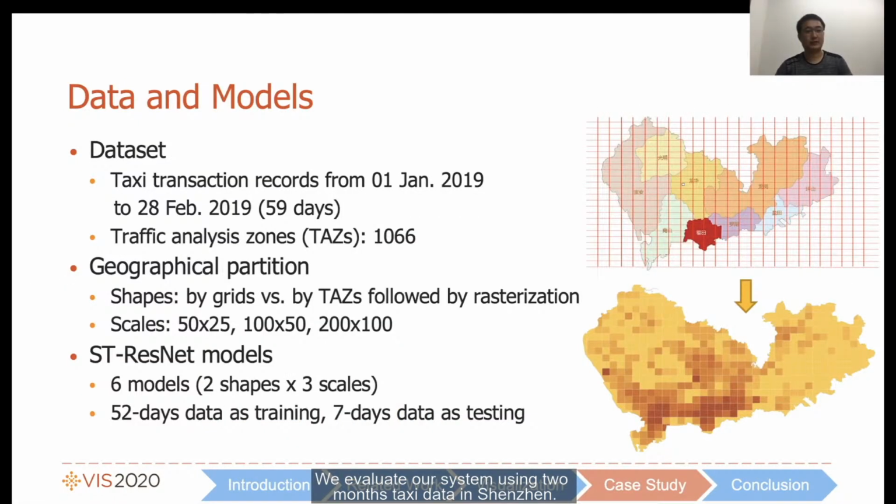We evaluate our system using 2 months of taxi data in Shenzhen. We partition the Shenzhen area using grid partition and also TAZ partition followed by rasterization, and partition the region into 3 scales of 50 times 25, 100 times 50, and 200 times 100. That is, we totally build 6 ST ResNet models.